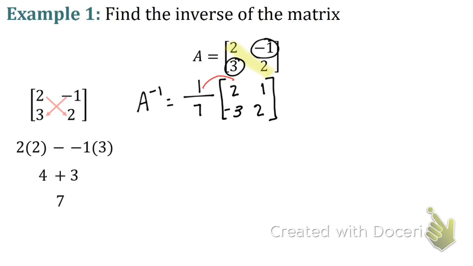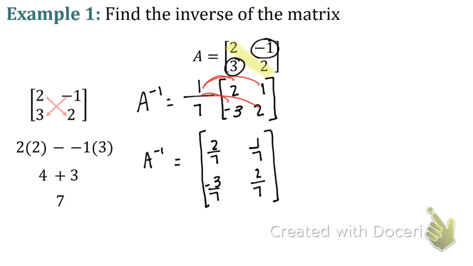Our next step is to distribute our 1 over 7 to everything in the matrix. So A inverse is going to equal 2 over 7, 1 over 7, -3 over 7, and 2 over 7. On the previous slide, I stated that your answer should always be a matrix, and that is what we have here, a matrix. So determinants, you're going to have a single number as your answer, but for inverses, you're going to have a matrix as your answer.